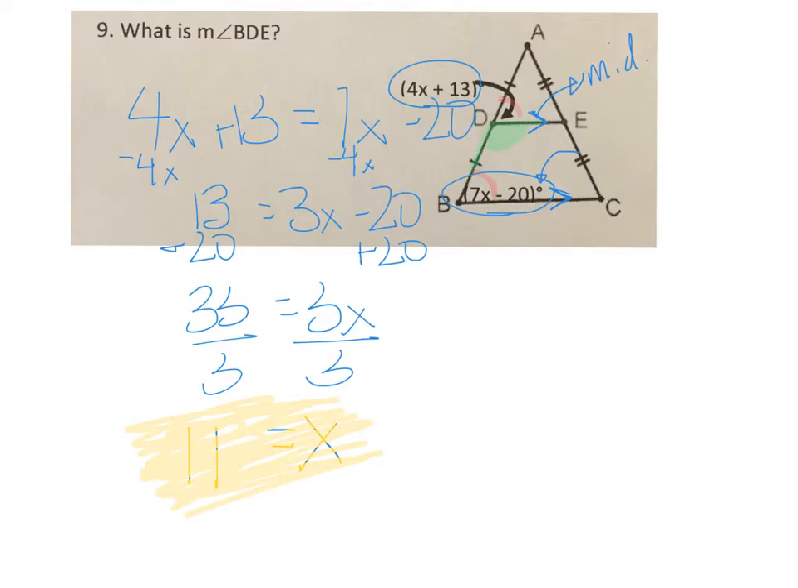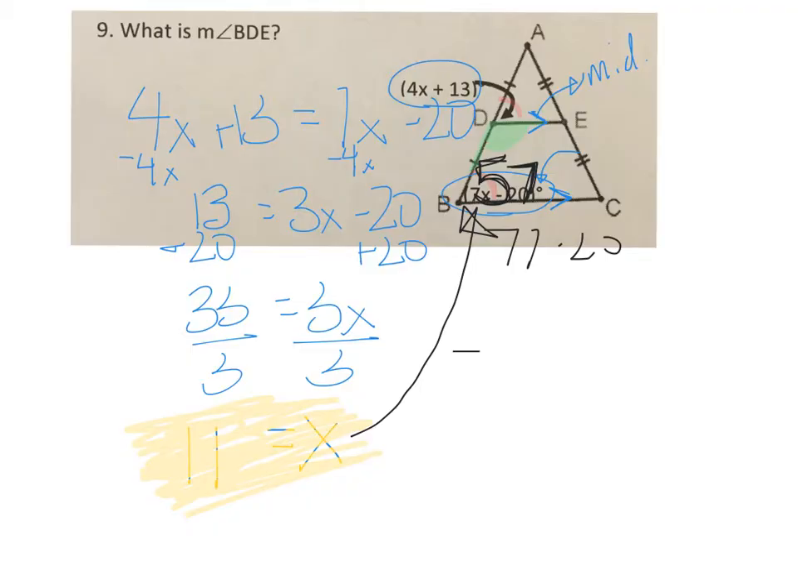So now that I know the value of x, I can figure out what the measures of these angles are. So 7 times 11 minus 20. 7 times 11 is 77. 77 minus 20 is 57 degrees. So that angle right there is 57.